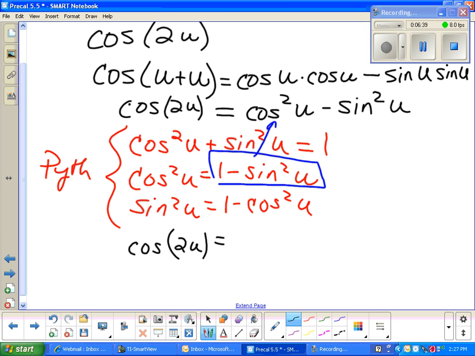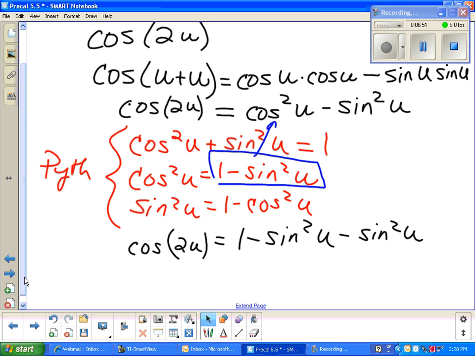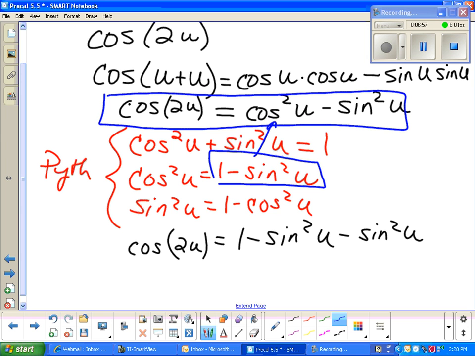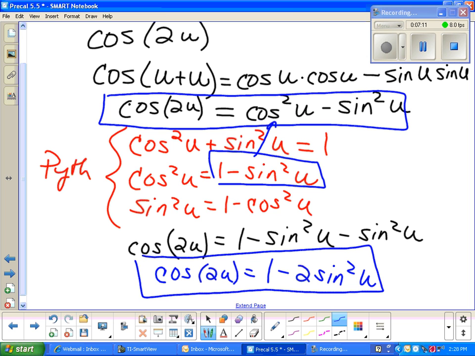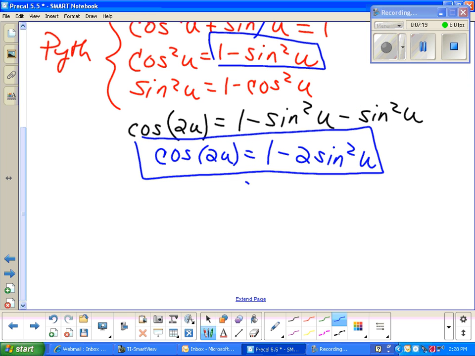Okay, cosine 2u is equal to 1 minus sine squared u, that's from the substitution, minus another sine squared u. So the second formula is that we could write it as cosine 2u equals 1 minus 2 sine squared u. So at least now we can express it as just using sine. I will leave it to you all to see that this also works.